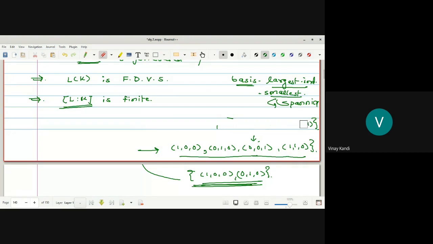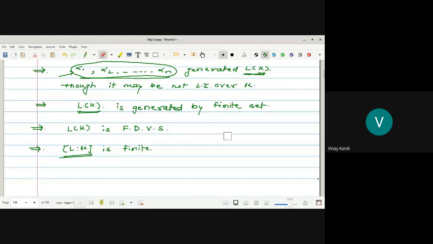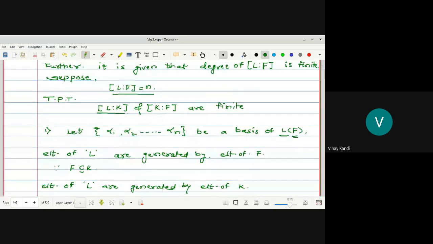ओके. सो ऑलवेज जनरेटिंग सेट ऑलवेज ग्रेटर इक्वल असतोय इंडिपेंडेंट सेट पेक्षा. तुमचा जो इंडिपेंडेंट सेट असतोय तो ऑलवेज स्मॉलर असतोय किंवा इक्वल असतो जनरेटेड सेट. ओके, सो हियर L over K is generated by the finite set, hence the basis contains n or less than n vectors. Okay, so L over K is finite dimensional vector space, hence L over K is finite. Okay, so here we prove that this L over K is finite dimensional vector space.